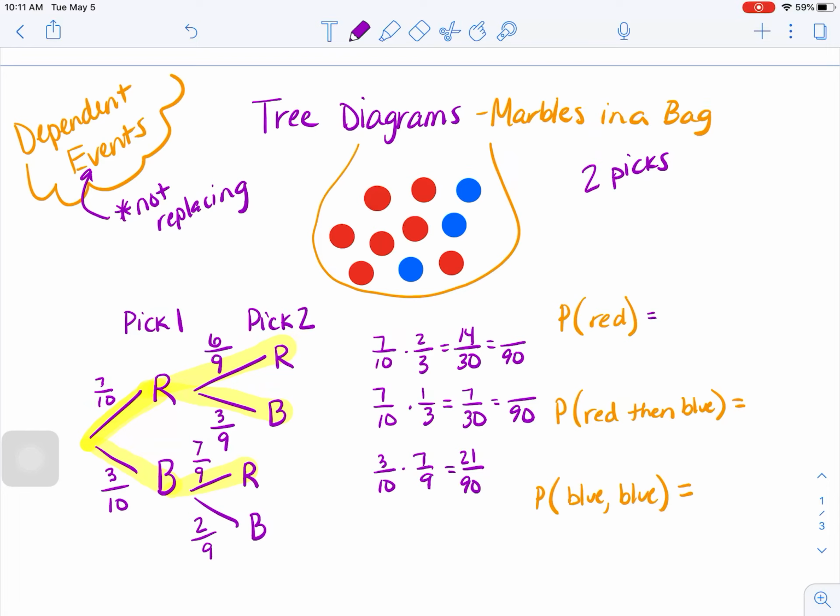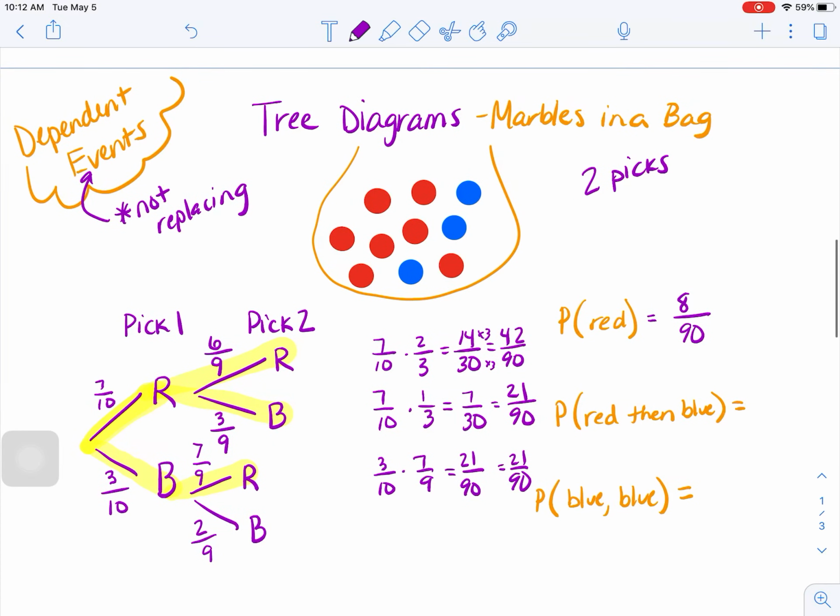So I'm going to go ahead and make these out of 90 because I'm going to add all of these together. So let's see, times 3 times 3, what does that give me? 42, 21, and 21/90. So if I add all those up, so what, that's 42 and 42. My probability of getting a red is going to be 84/90. And you can simplify that from there.